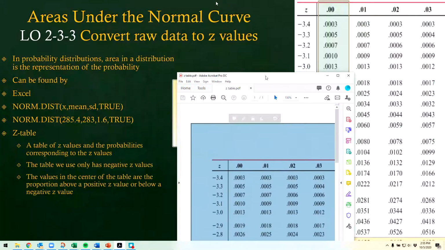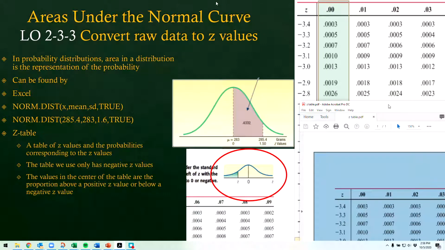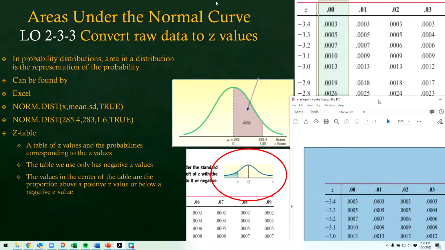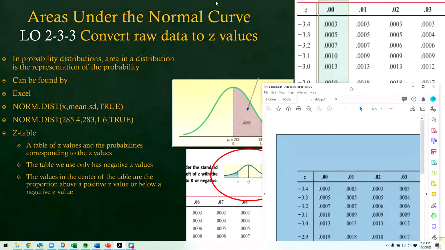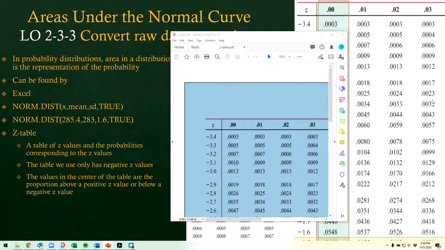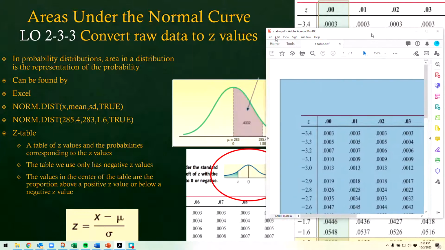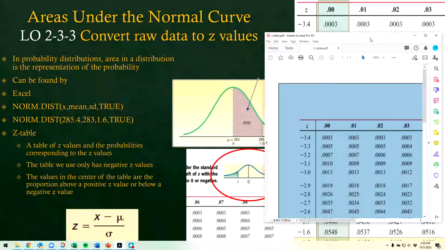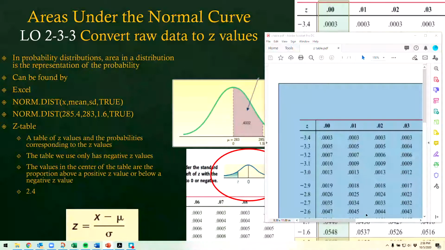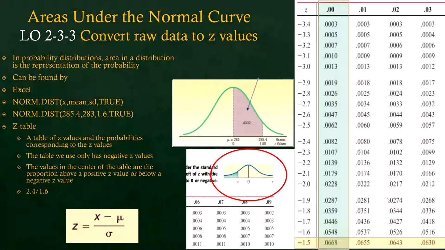Okay, so very specifically here, we've got, like I said, 285.4, and we need to find the z value. And so the z value we can find by using the z formula. I'll put it right here so that way you guys can see it. So we've got the observation minus the mean. So it's going to be 285.4 minus 283, which gives us 2.4, and then divided by the standard deviation. And the standard deviation is, like I said before, 1.6. And when you have 2.4 divided by 1.6, that's going to give you 1.5.